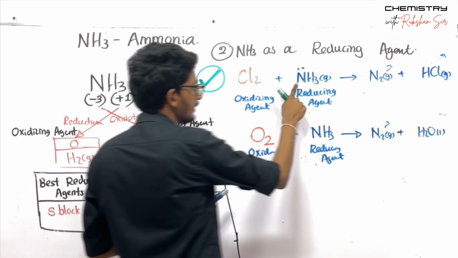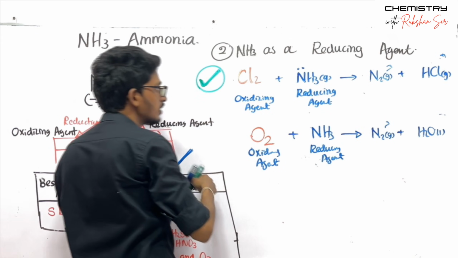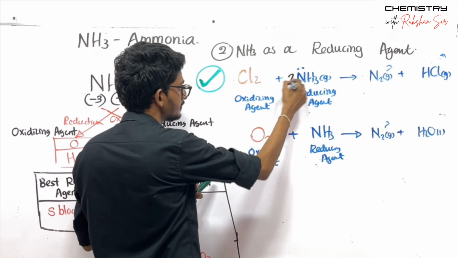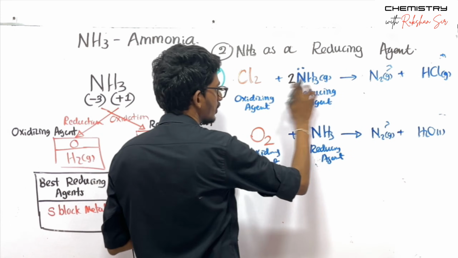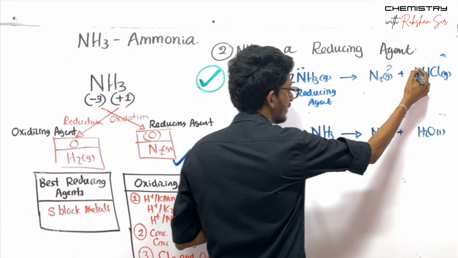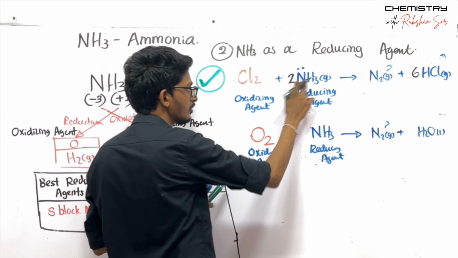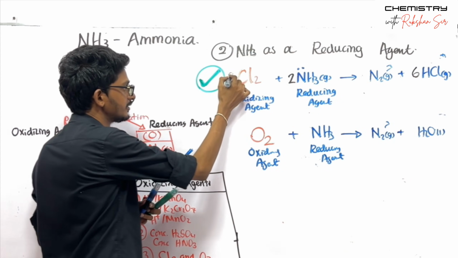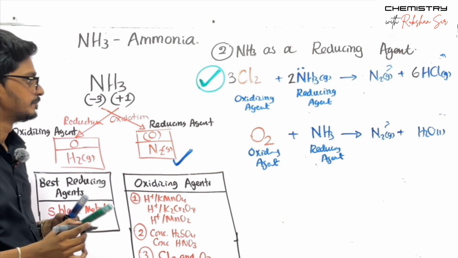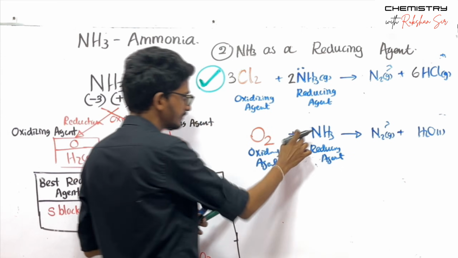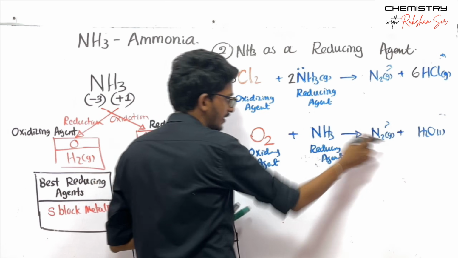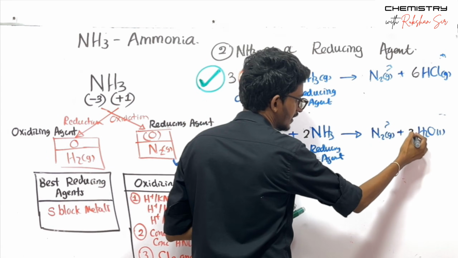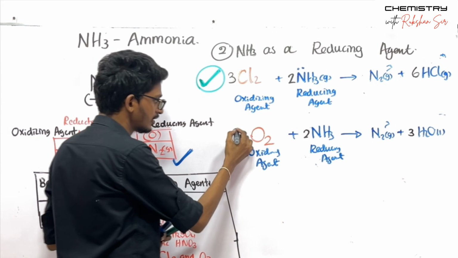See? 2 of nitrogen. Just put 2. So 6 of hydrogens, just put 3. 6 of hydrogens, so just 6 chlorines. Just put 3 here. Right? 2 of nitrogens, 2 here. 6 of hydrogens, 3 here, 3 of oxygens, just 3 over 2 here.